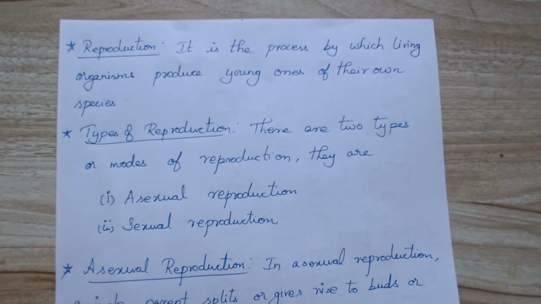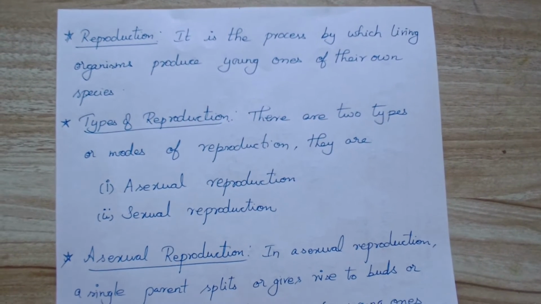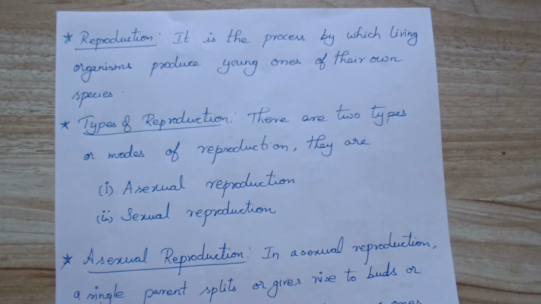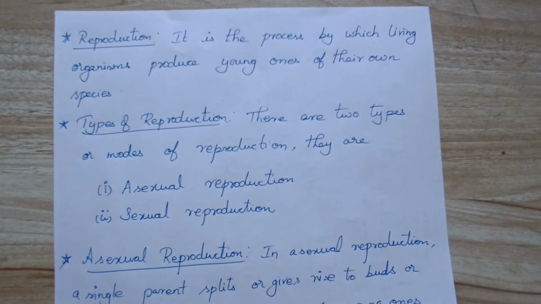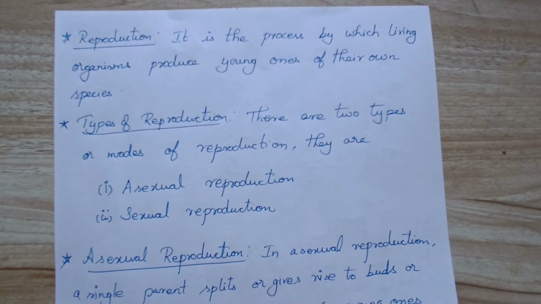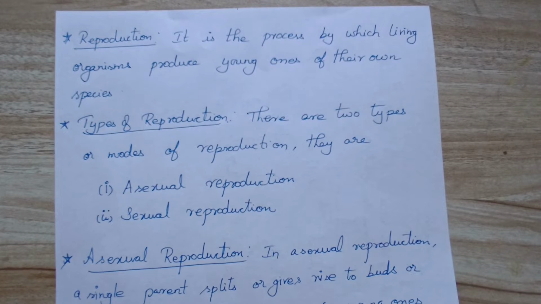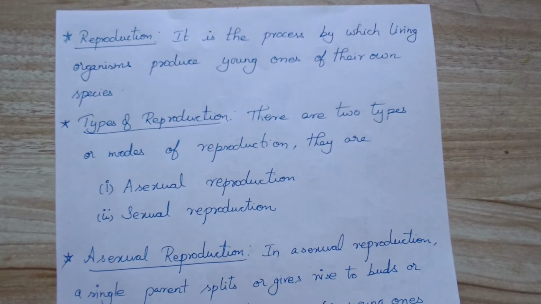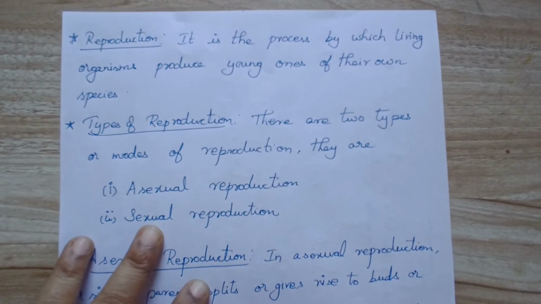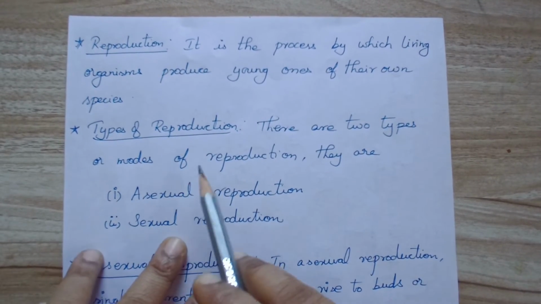Hi dear. Last class we saw the importance of variation, how it is important for evolution, and whether it is good for the individual or bad, and whether it is good for the species. For the species it is good, and for the individual it may be good or bad.